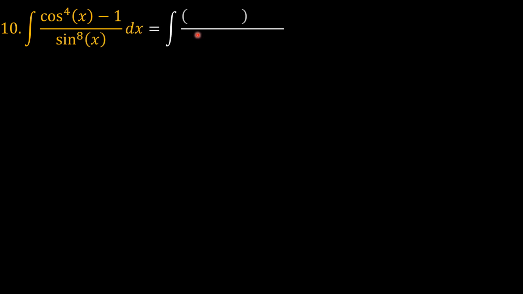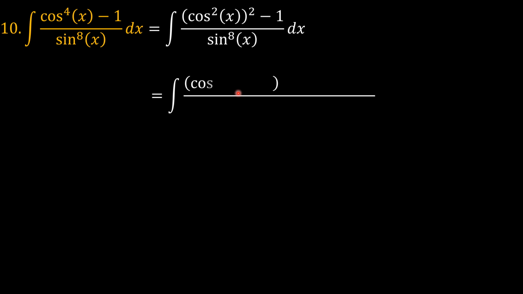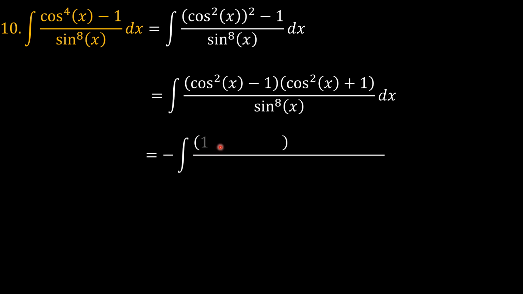The problem number 10, the indefinite integral of cosine to the power 4 of x minus 1 over sine to the power 8 of x. The first thing I would do is express cosine to the power 4 as cosine squared x squared minus 1 over sine to the power 8 of x, and so using a difference of two squares, that is the same as cosine squared x minus 1 times cosine squared x plus 1, and then I would pull a negative 1 out so that I have 1 minus cosine squared x times cosine squared x plus 1 over sine to the power 8 of x.